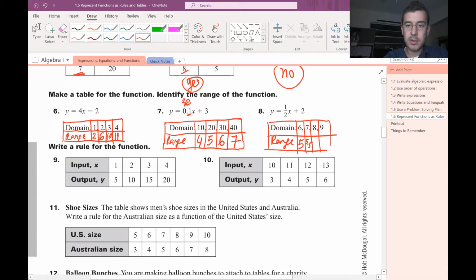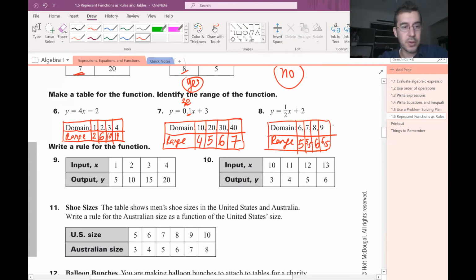X is 8. 8 times 1 is 8. Over 2 is 4. 4 plus 2 is 6. You see 5, 5.5, 6. This is probably 6.5. So let's see. 9. 9 times 1 is 9. Divided by 2 is 4.5. Plus 2, 6.5. Okay. So the range is 5, 5.5, 6, 6.5.